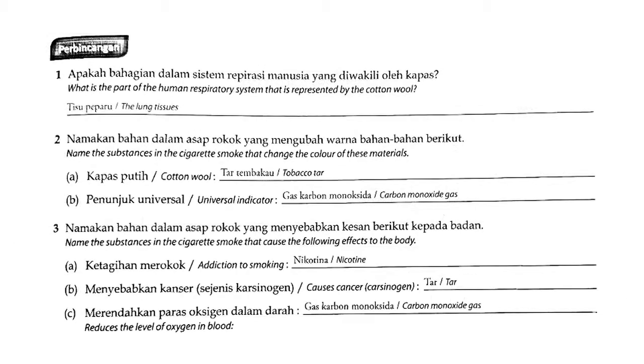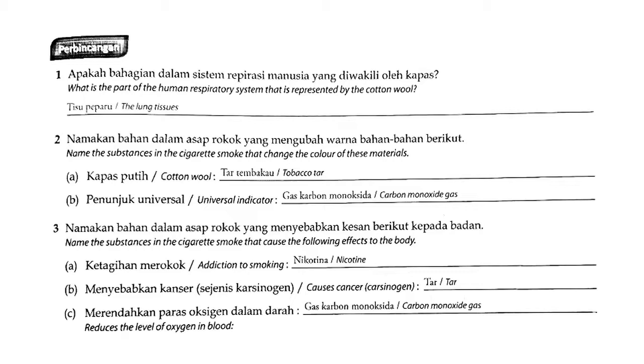Discussion: what is the part of the human respiratory system that is represented by the cotton wool? The lung tissues. Name the substances in the cigarette smoke that change the color of these materials. Cotton wool, tobacco tar, universal indicator, carbon monoxide gas. Name the substances in the cigarette smoke that cause the following effects to the body.